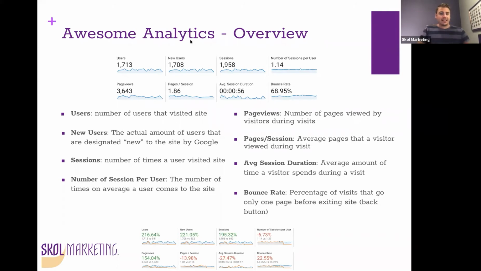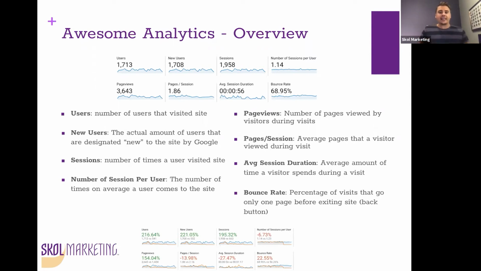Now, sessions are the number of times that those users visited the site. In this example, that means these 1,713 people visited the site 1,958 times. So we had people visiting the site multiple times. This is calculated within Google, with the cookies and the tracking mechanism, but it's important to distinguish what a user is and what a session is. A user is the actual person. A session is the times that they visited the site.